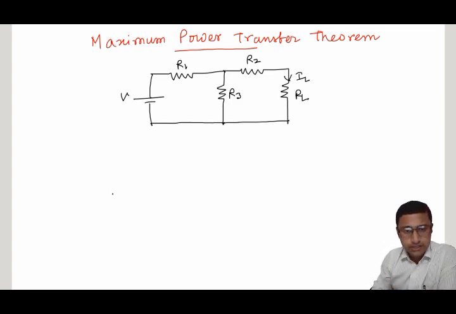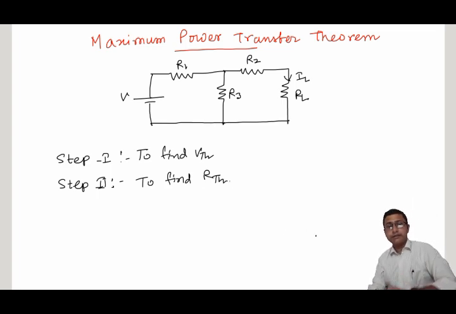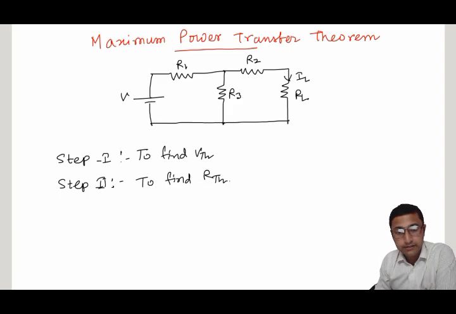That means your step 1 is to find the Thevenin equivalent voltage, that is to find VTH, and your step 2 will be to find RTH. So this is basically similar like the Thevenin's theorem. So I am not going to repeat all those things. So next, I will measure the load current.